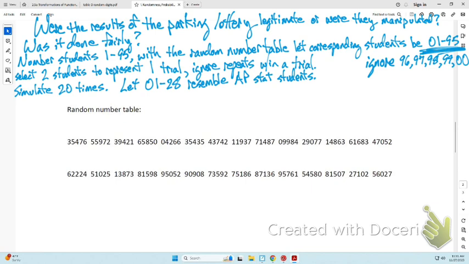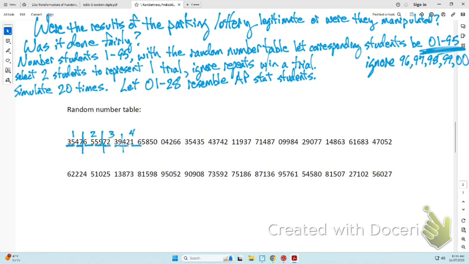So 35 is student number 1. 47 is student number 2, and that is trial 1. All right. 65 is student 1. 59 is student 2, and that is trial 2. So all you do is you mark on the table and number the trials. And that's it.